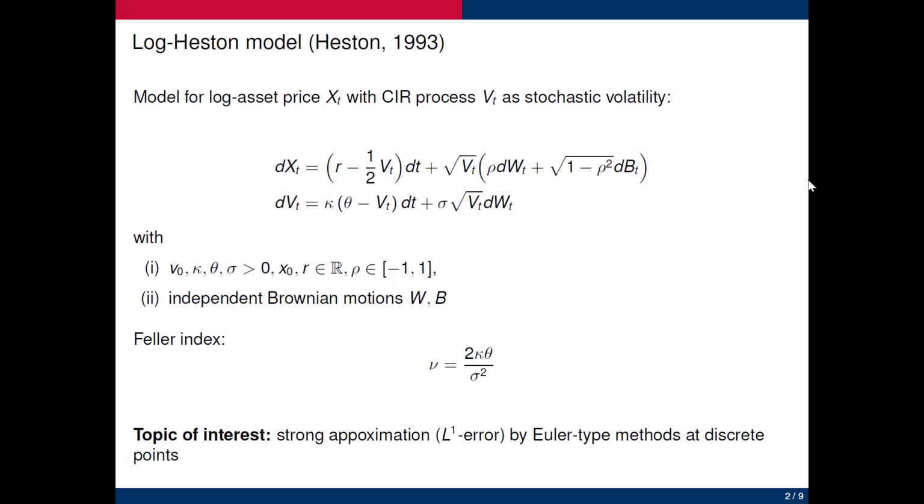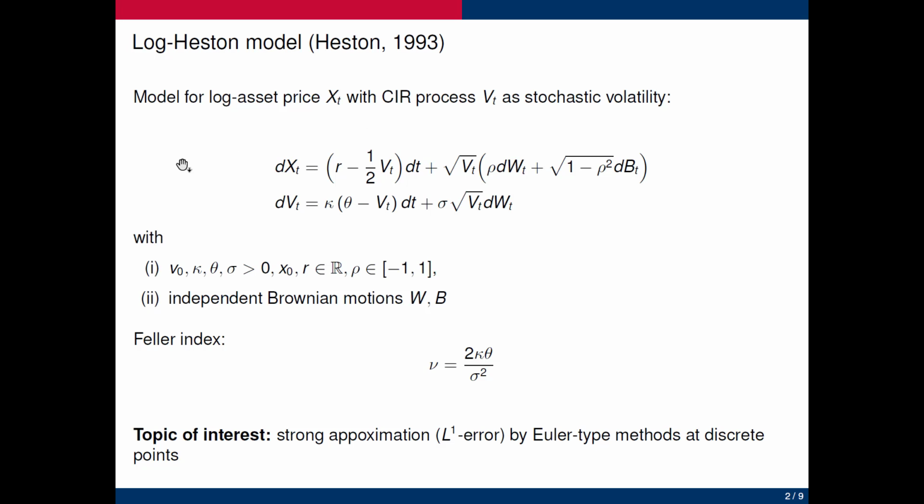We start with the well-known Heston model, which was developed by Heston in 1993. It models an asset price, or in this version a log asset price, which is denoted by X_t, and its stochastic volatility V_t, which is modeled by the CIR process. So you can see the two SDEs of the Heston model here.